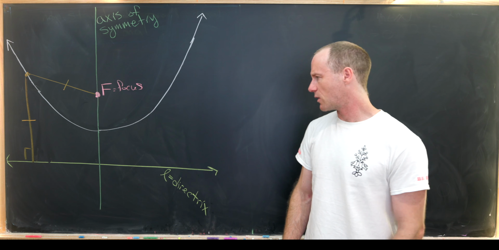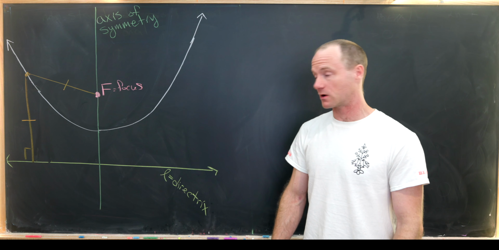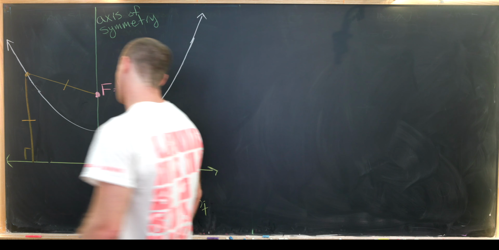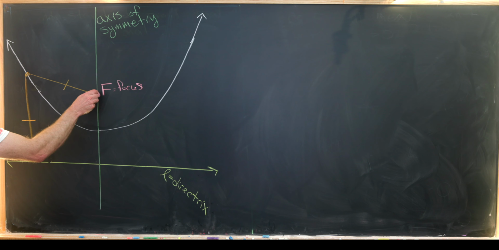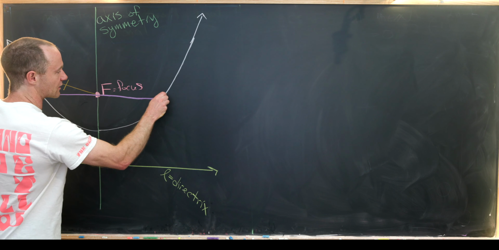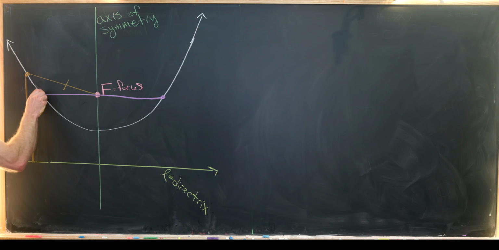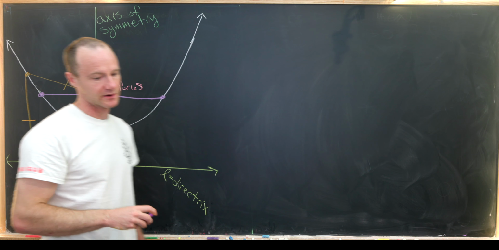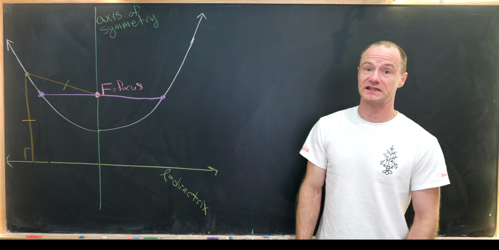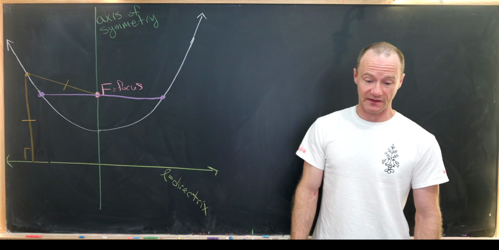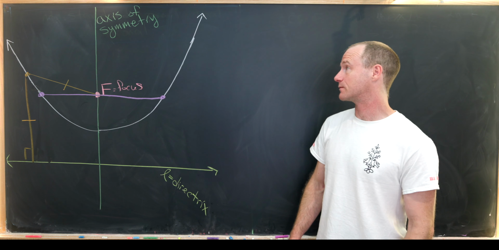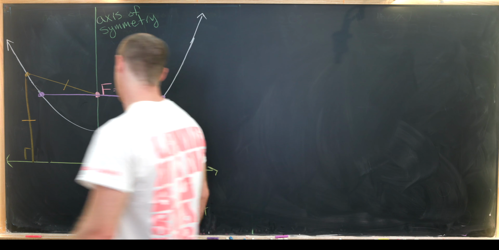Now let's talk about what the universal parabolic constant is. Well, we need to put a horizontal line going through the focus that's going to cut the parabola. So that'll cut the parabola right here, as well as right here. And this line segment, I should say, has a name, and that's called the latus rectum.